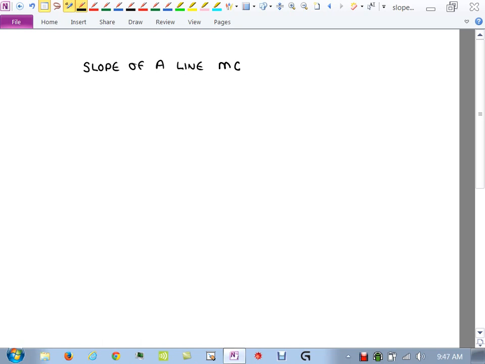measures its steepness. I don't even know if that's a word. I'm kind of making this up as I go here. Steepness a word? It's good enough, right? You understand what I mean? All right, we're just trying to communicate. So the slope of a line measures its steepness.